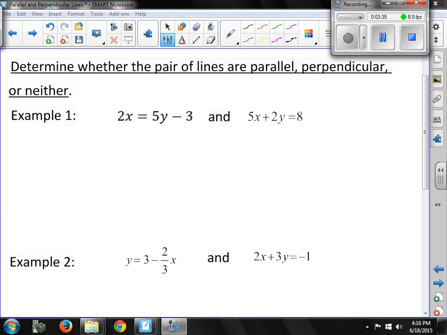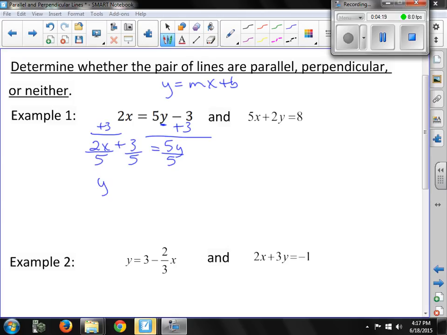Let's do some examples. Let's determine whether the pair of lines are parallel, perpendicular, or neither. Well, the first thing we need to do is solve for y. Let's get each equation in slope-intercept form. It doesn't matter which side y lands on. On this one, I think it's going to be easier to make it land on the right. So let's add 3 to each side of my equation. So I have 5y over here. Now I'm going to put my 2x in front. And now I'm going to divide everything by 5.